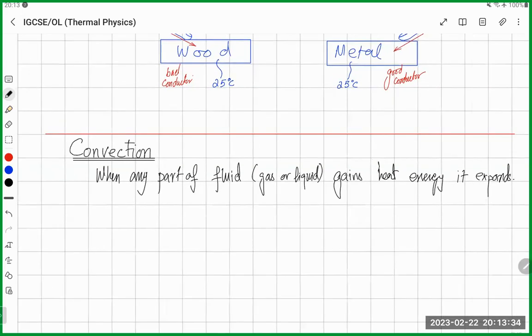So when we are heating a fluid, any liquid or gas, we cannot heat the whole fluid at once. We obviously provide heat energy from one side, and that portion that gains heat energy directly from the source becomes bigger. Its volume increases, it expands. What happens if the mass of something stays the same but volume increases? What should happen if mass is staying the same and volume is increasing?